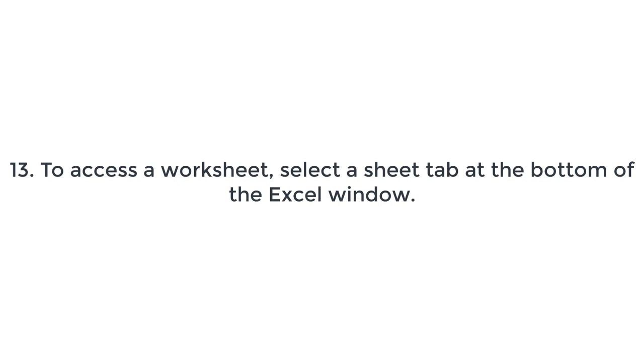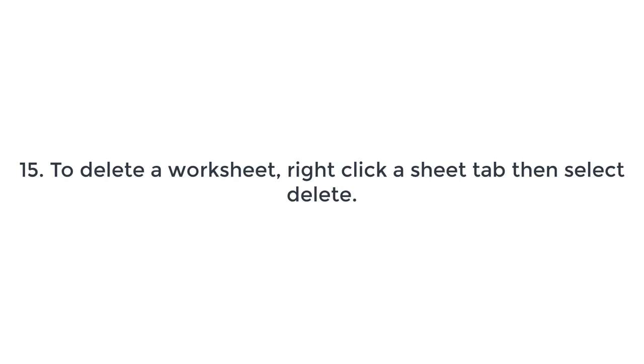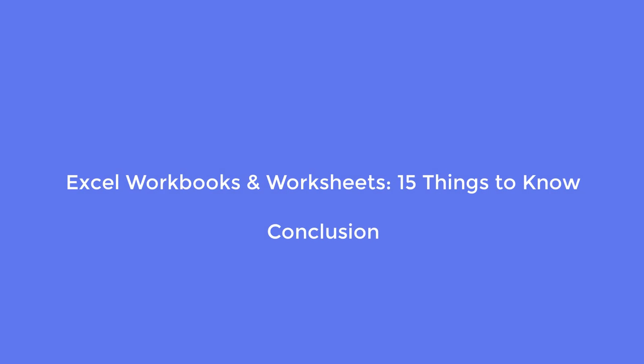Number 13. To access a worksheet, select a Sheet tab at the bottom of the Excel window. Number 14. To add or insert a new worksheet, click the plus icon to the right of the Sheet tabs. Number 15. To delete a worksheet, right-click a Sheet tab, then select Delete. This was a basic introduction to Excel workbooks and worksheets.